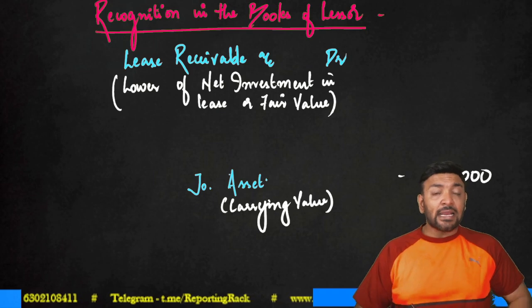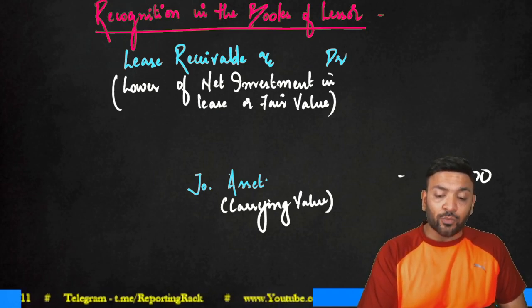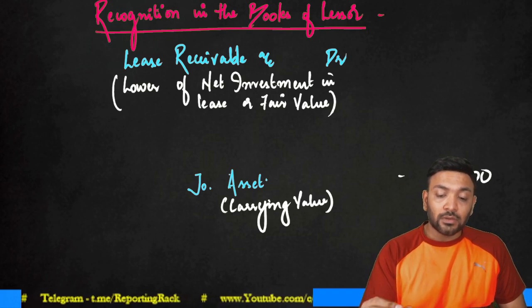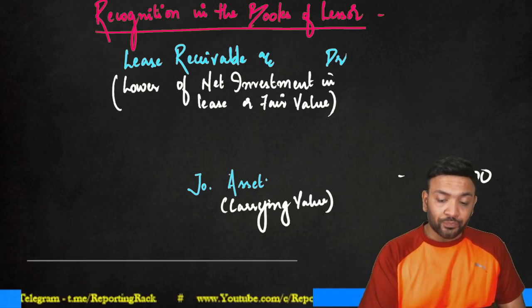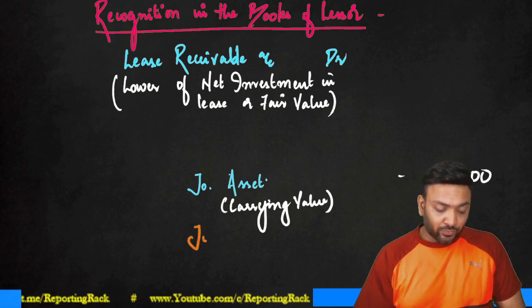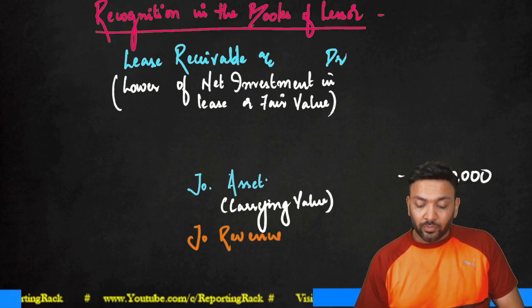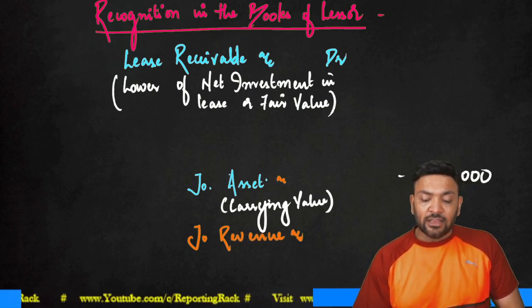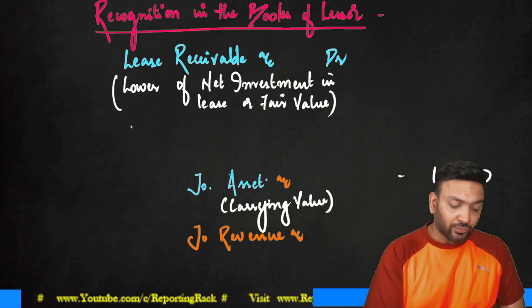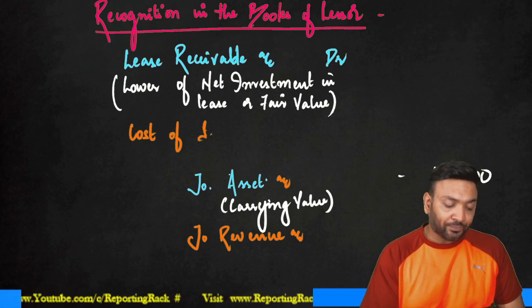Apart from this entry, since it's a dealer lessor, I'll have to recognize a revenue and a cost of goods sold. To revenue, debit the cost of goods sold or cost of sales.